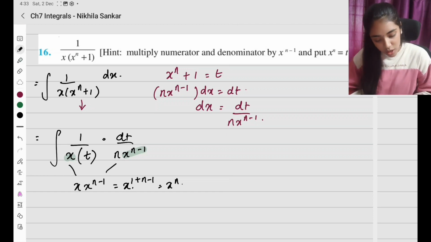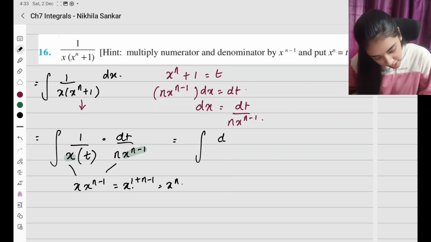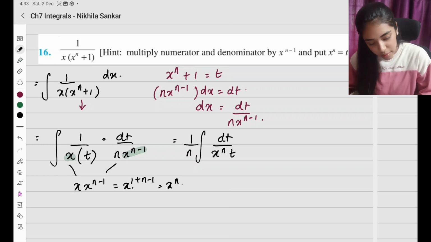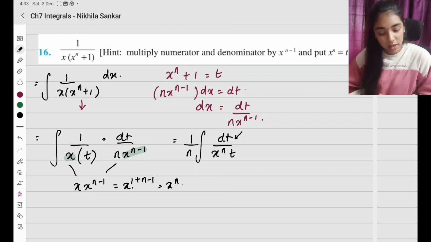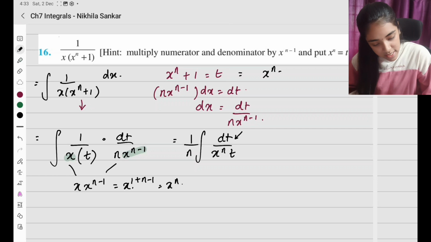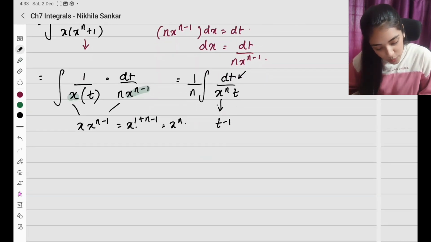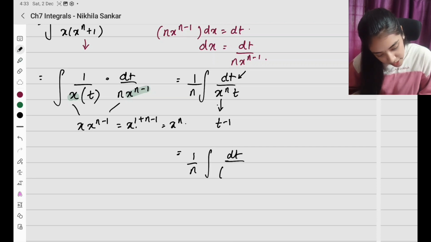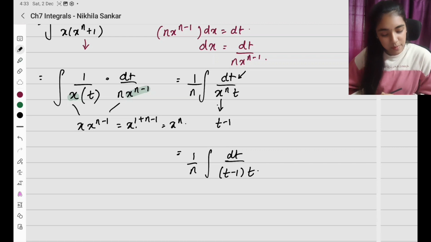So how does my integral change? Integral dt divided by x to the n times t, divided by 1 by n. But what is my x to the n? Remember, my variable of integration has now become dt. So x to the n is nothing but t minus 1. So this is nothing but t minus 1. So when I simplify, 1 by n integral dt divided by t minus 1 times t. So now this is my integral.